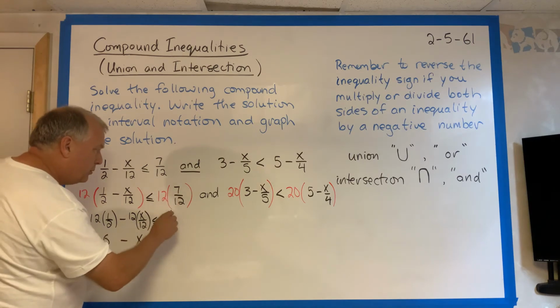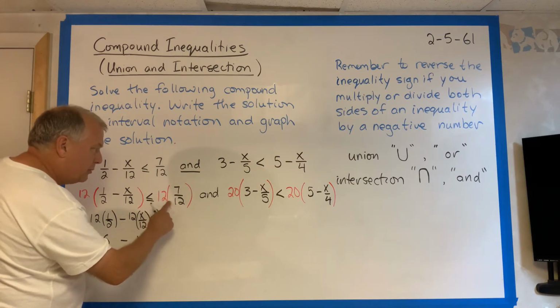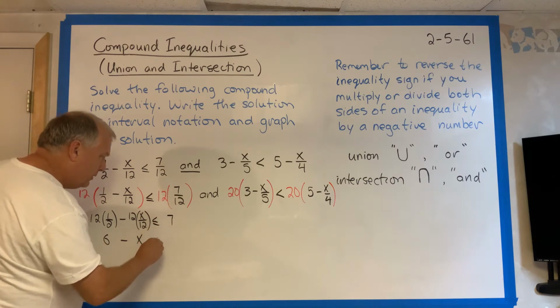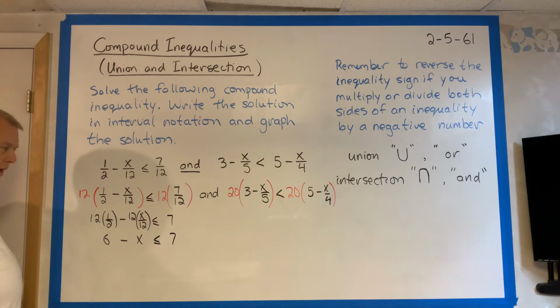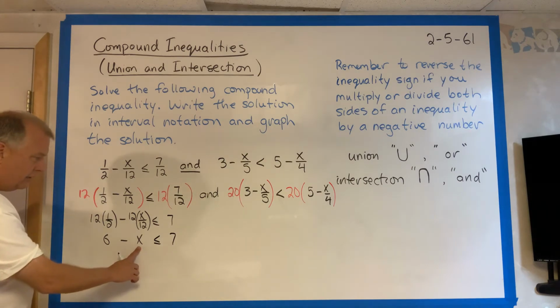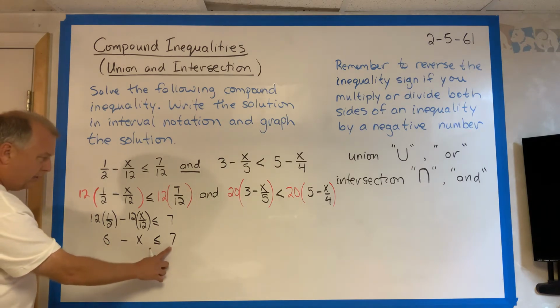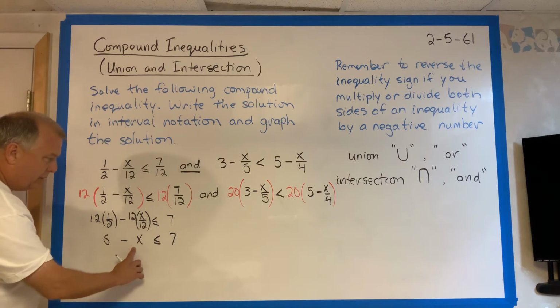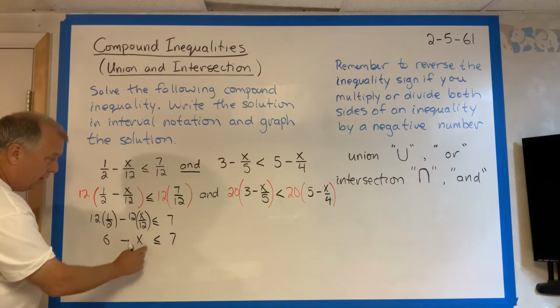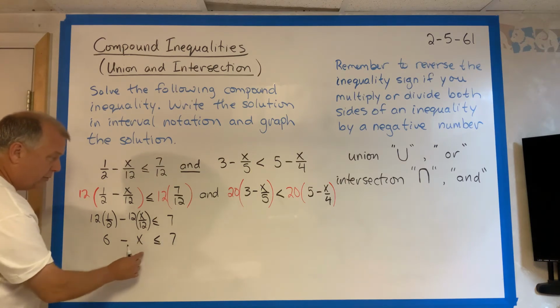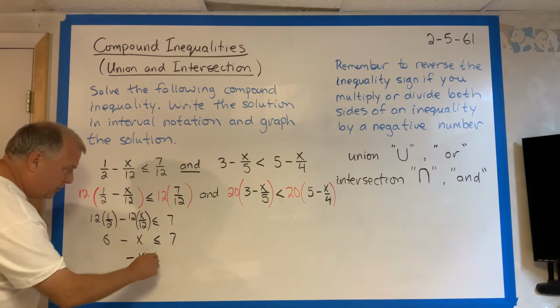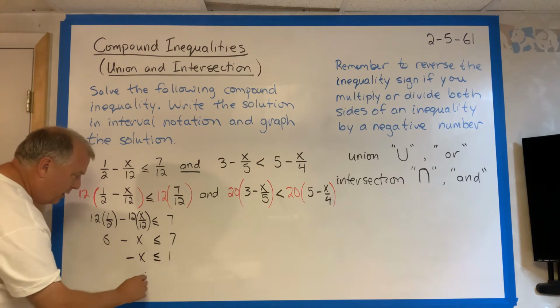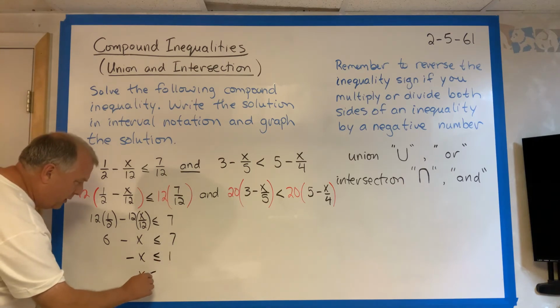12 times 7 over 12. Multiply by 12, divide by 12, you just have 7. So already I can solve this for x. I could subtract 6 from both sides to make this 1, and then divide both sides by minus 1. I can also add x to both sides and subtract 7 from both sides. Well, let's subtract 6 from both sides and divide both sides by minus 1.